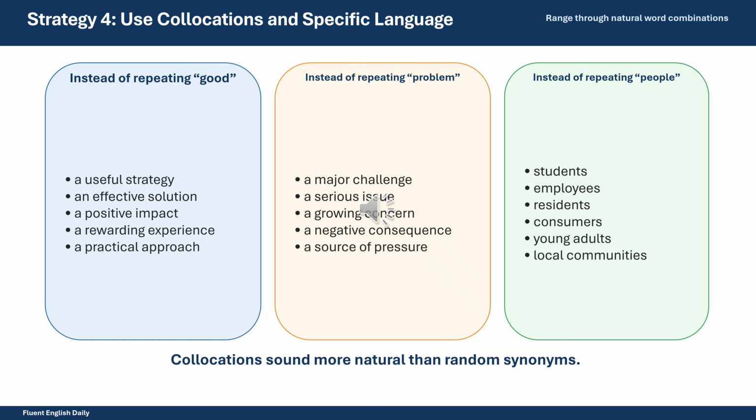You can also replace general nouns with more specific ones. Instead of saying people in every sentence, identify the exact group. Depending on the topic, you may say students, employees, residents, consumers, young adults, or local communities. Specific vocabulary makes your ideas clearer and usually sounds more natural than random synonyms. For example, instead of saying people in cities have this problem, you could say urban residents often face this challenge.